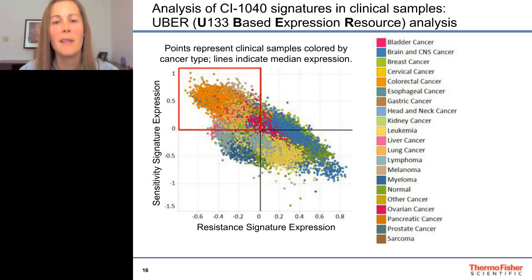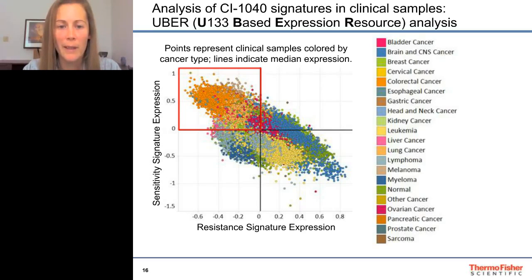So again, using this analysis, we're able to quickly focus in on the upper left quadrant, which are the clinical samples we would say are expressing optimal CI-1040 signature expression. And again, what I mean by this is that they have high sensitivity signature expression, comparatively pan-cancer, and low resistance signature expression.